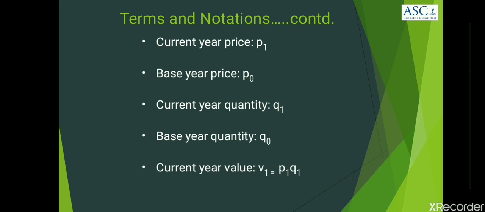value represented by V1 is equal to P1 into Q1 because we are aware that value is the product of price and quantity. That is, V is P into Q. Therefore, V1 is equal to P1 into Q1. And base year value is V0, which is equal to P0 into Q0.